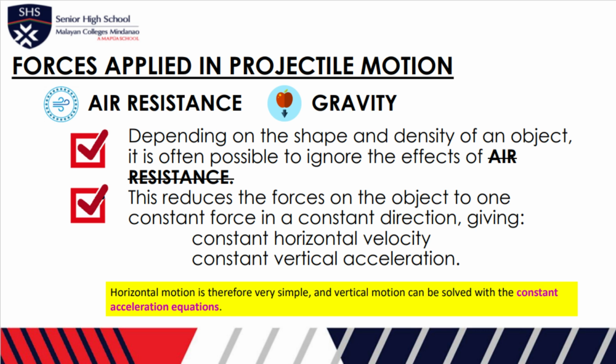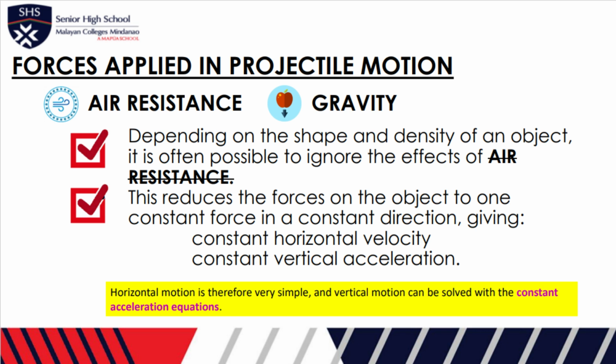This reduces the forces on the object to one constant force in a constant direction, giving constant horizontal velocity and constant vertical acceleration. Always remember that these two have been discussed in the previous lesson on motion and also in kinematics. With all the above statements, we could consider that horizontal motion is therefore very simple and vertical motion can be solved with the constant acceleration equations.